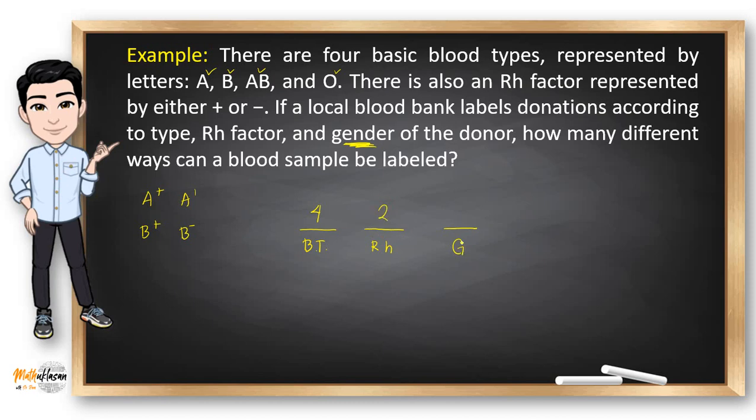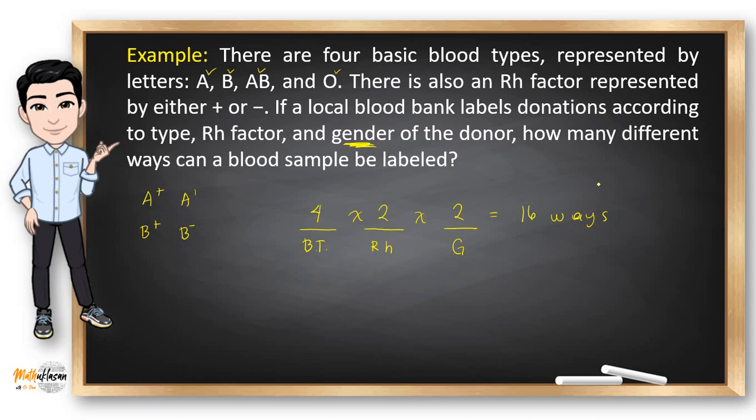And for the gender, say we only have 2 genders for this classification. We have male and female, so that's 2. Now all you have to do is multiply these 3 numbers. So 4 times 2 times 2, the answer is what? The answer is 16. So there are 16 ways to identify each combination or arrangement in this kind of setup.